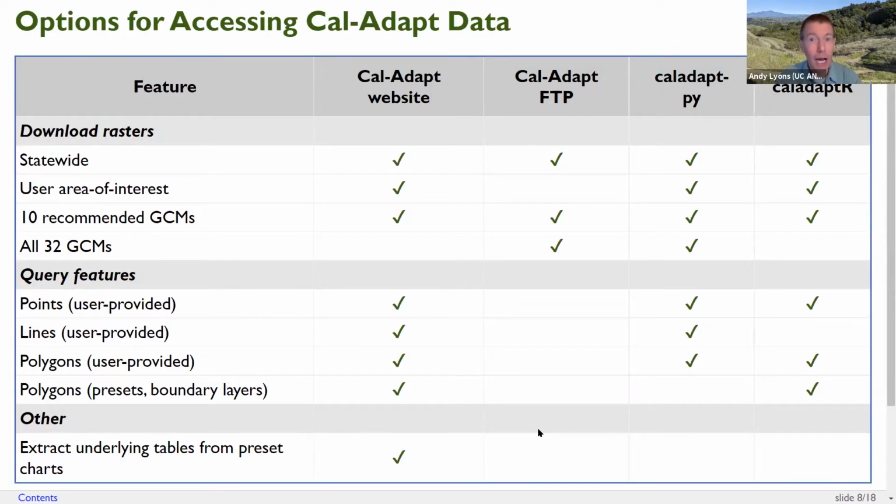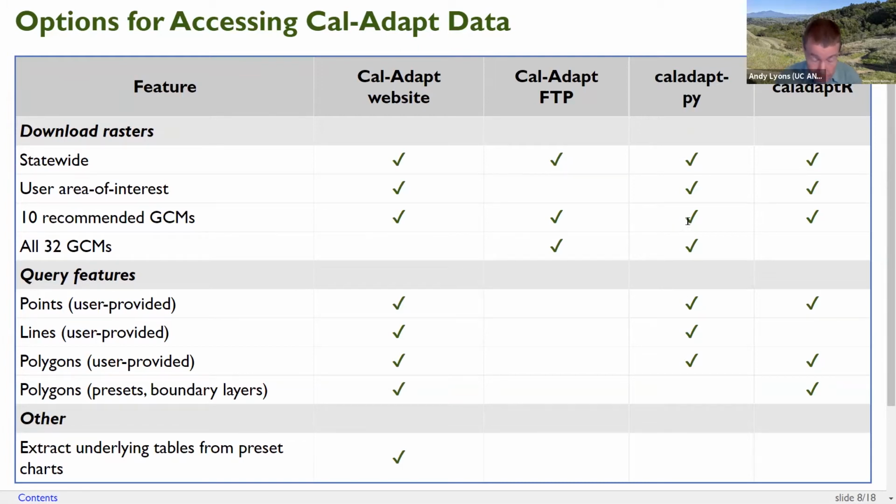Okay, so there are a variety of ways that you can get to the data from CalAdapt. The website pretty much makes everything available. That FTP server, you can get the source files as large netCDF files, lots and lots of them, but it's open. It's an open FTP server. The CalAdapt Python library will allow you to get the statewide rasters. You can query your own area of interest, maybe a watershed or something like that.